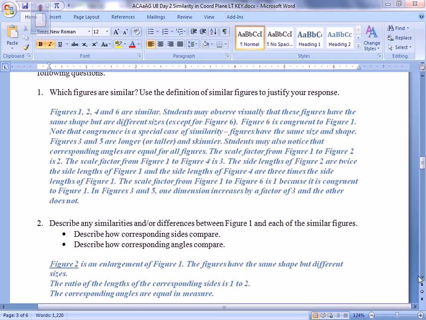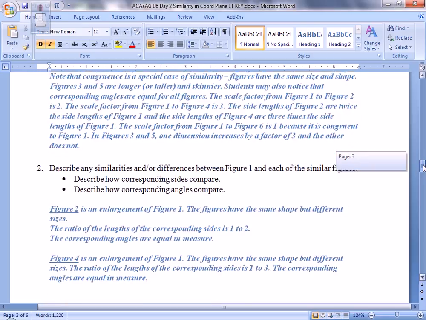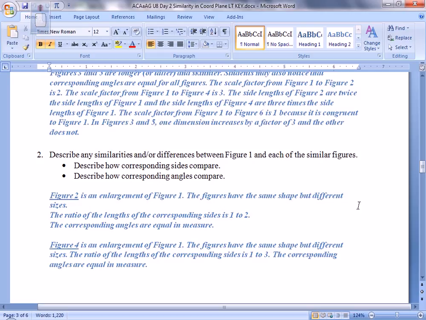Okay, the next one asks us to compare the sides and compare the angles of the ones we decided were similar. So number 2 was similar to 1. And when we compared the ratio of the sides, did y'all get 1 to 2? And that makes sense because of the scale factor 2. And then number 4, did you get 1 to 3? Yes, and that makes sense because the scale factor was 3. And on both of those, we also got congruent angles.